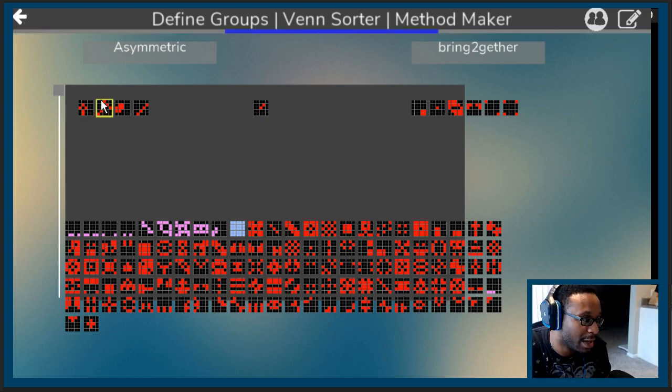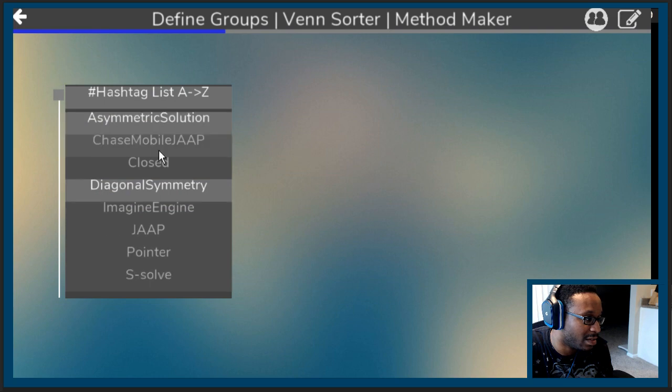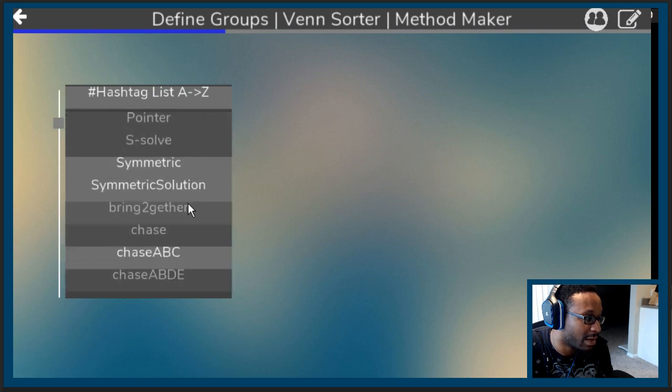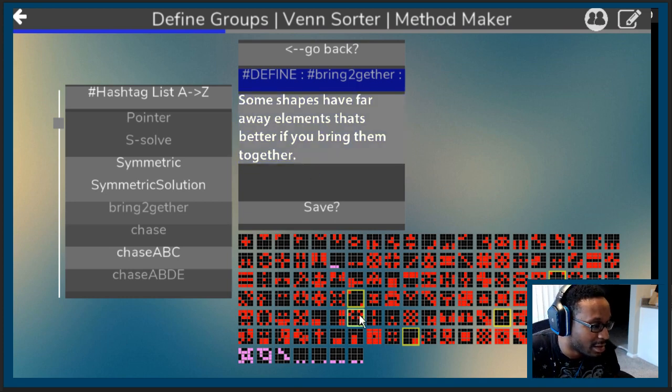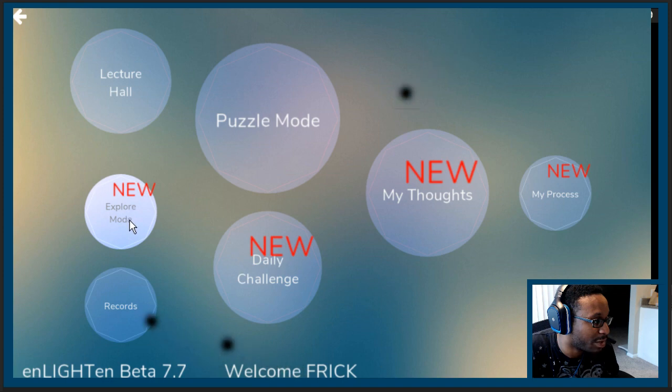Every time I run into an asymmetric shape, I probably should figure out some non-bring together strategy to solve it. And just to let you know, bring together is my hashtag right here. Some shapes have far away elements that are better if you bring them together. So let's look at this one. I'll show you what I mean.